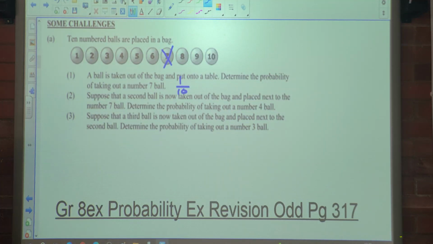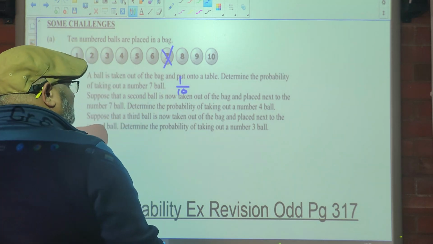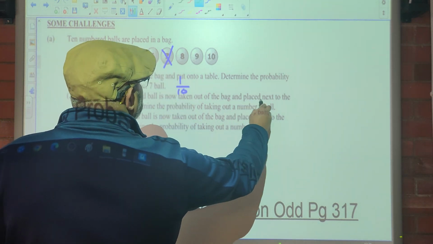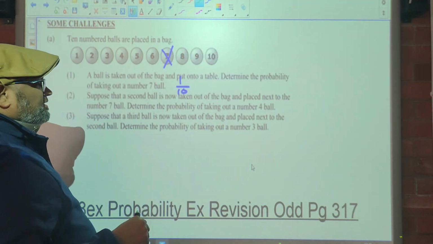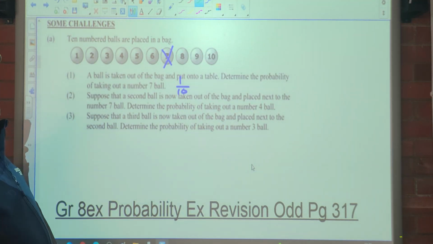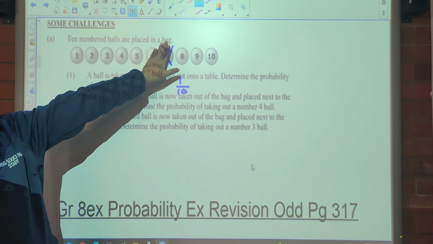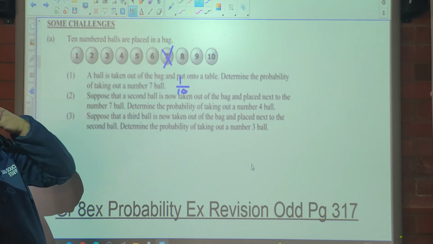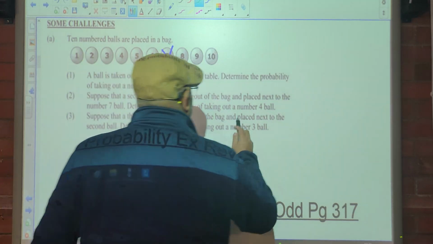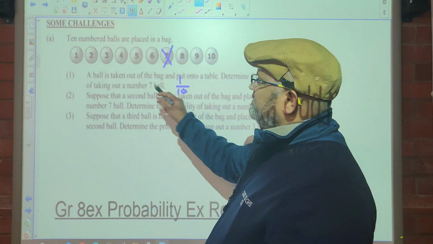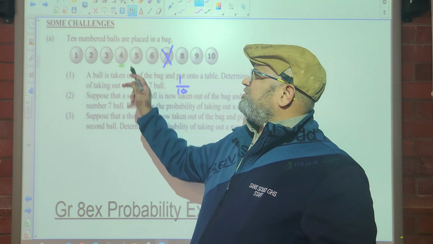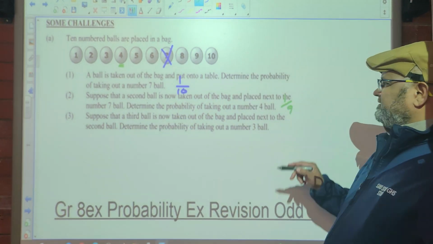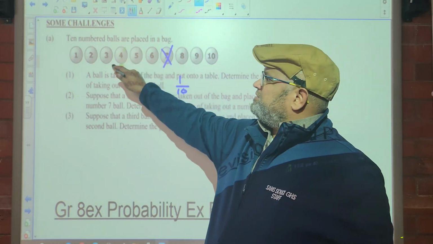Suppose that the second ball is now taken out of the bag and placed next to the 7 ball which is on the table now. People, if I took the 7 ball out, how many balls are left in the bag? 9 now. Determine the probability of taking out the number 4. So what's the chance of you taking out the number 4? 1 out of 9. So 4 is now out.